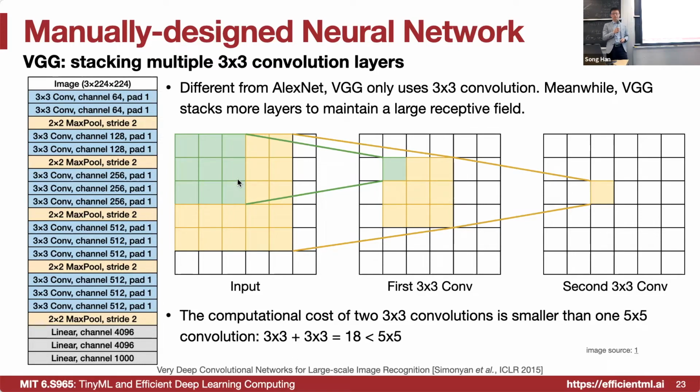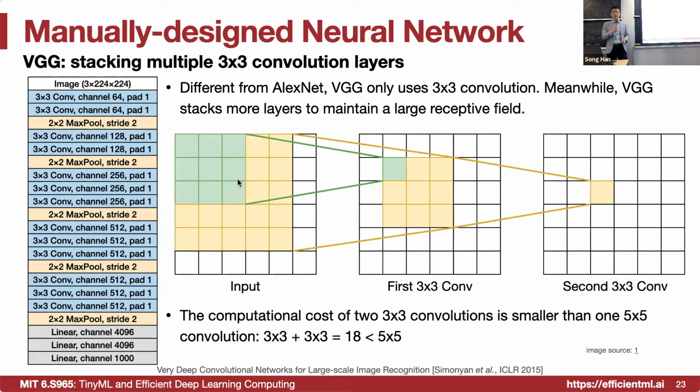Is there any drawback to replacing one 5x5 by two 3x3 layers? Is it slower now that I want to do two? Yeah, so it introduces another layer, right? Another kernel call and another activation. You have to store the activation and then load the activation again. So that's something we need to consider when we are making the network deeper.